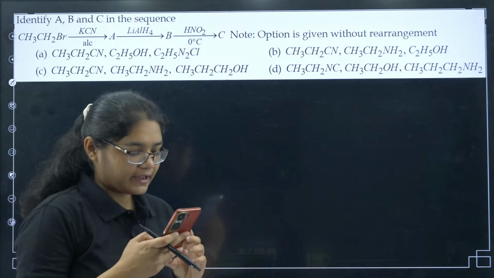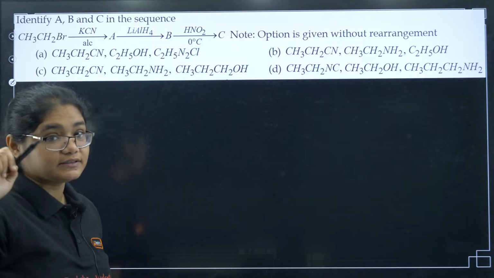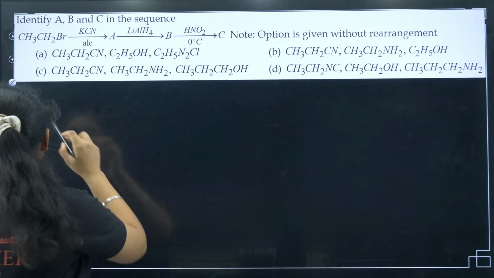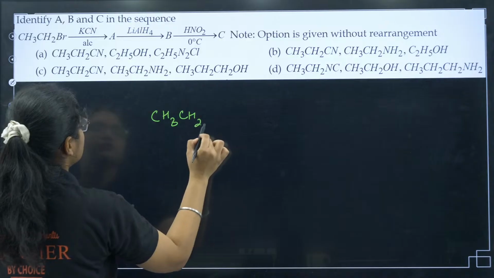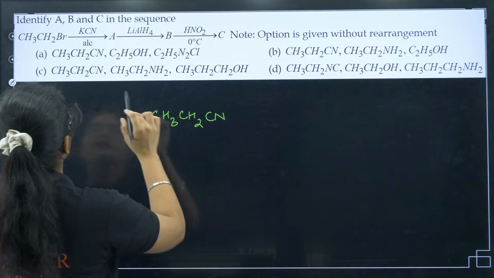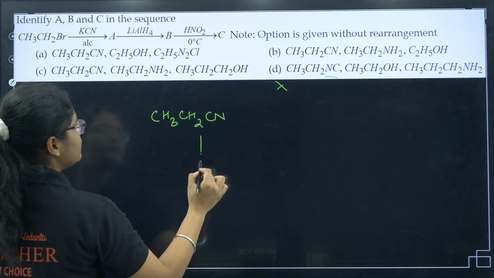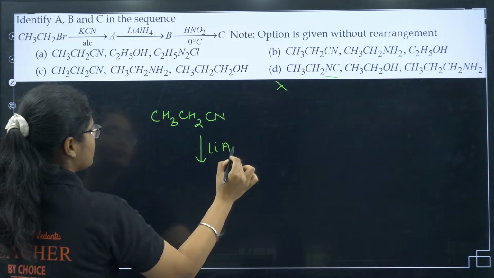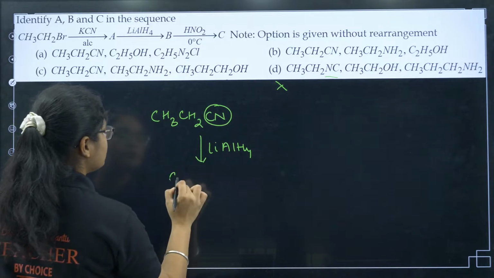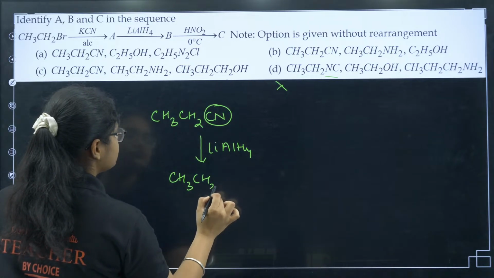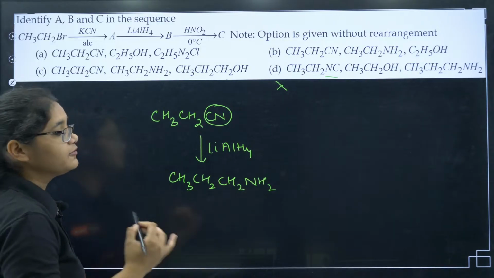You have to tell the A, B and C in the following reaction. So KCN, first of all I will tell you it is a very important reagent. KCN will give me CH3CH2CN, right? So I can eliminate option number D because here NC is formed. Now when you use lithium aluminium hydride, it will reduce this group to CH3CH2CH2NH2. Amines are formed after reduction.